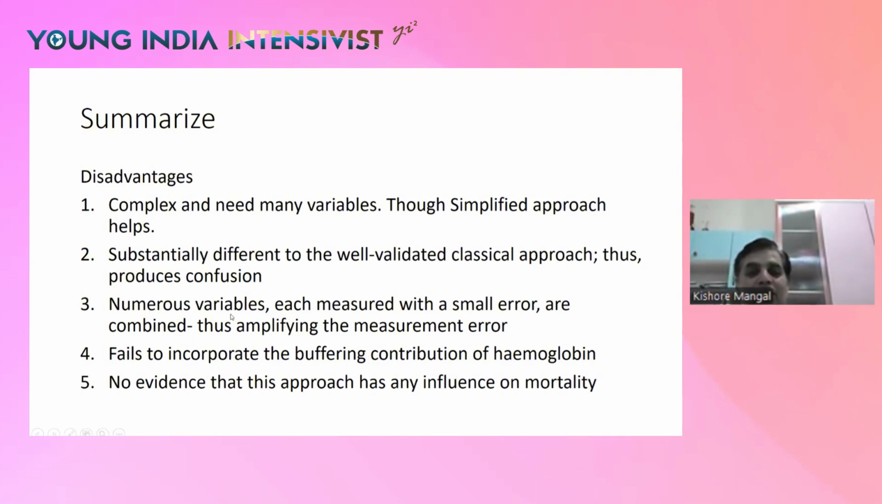It requires a lot of variables, and each measured with a small error can lead to amplifying of the measurement error. It fails to incorporate the buffering contribution of hemoglobin, because in this whole hemoglobin is not there, and there is no evidence. This is very important, and a lot of papers are there. They say that no evidence has been able to show an influence on mortality with the help of this approach, and that is why it is still not used at the bedside as much as possible.